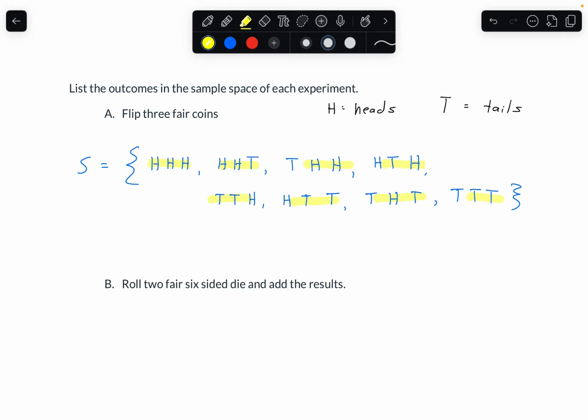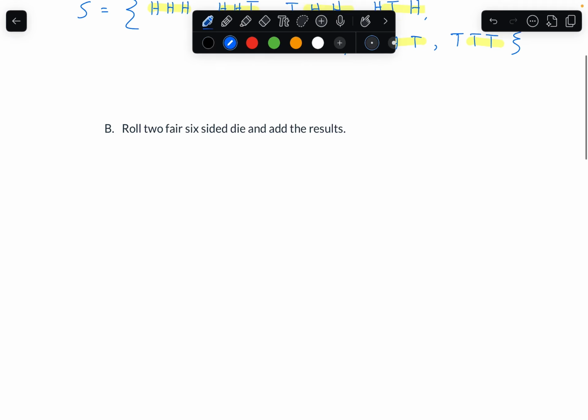So it helps sometimes to write out these different outcomes. Sometimes it's unfeasible to do this, but sometimes it helps to write out the different outcomes so that we can actually see what they look like. We can talk about different groupings of them, things like that. So the next example that I want to take a look at is roll 2 fair 6-sided dice and add the results. So this one's a little bit more complicated.